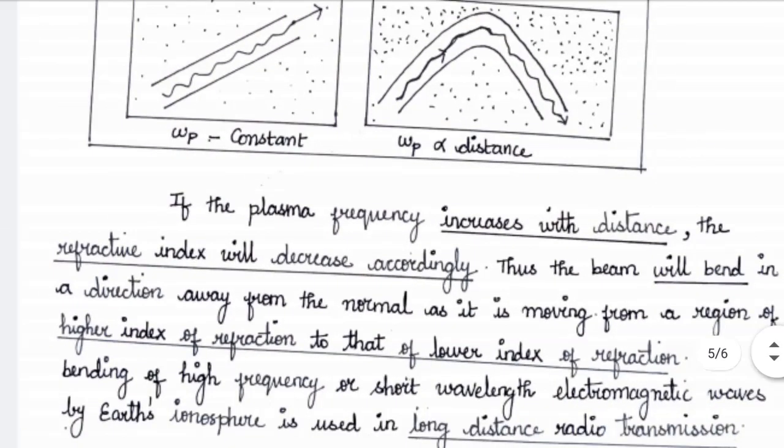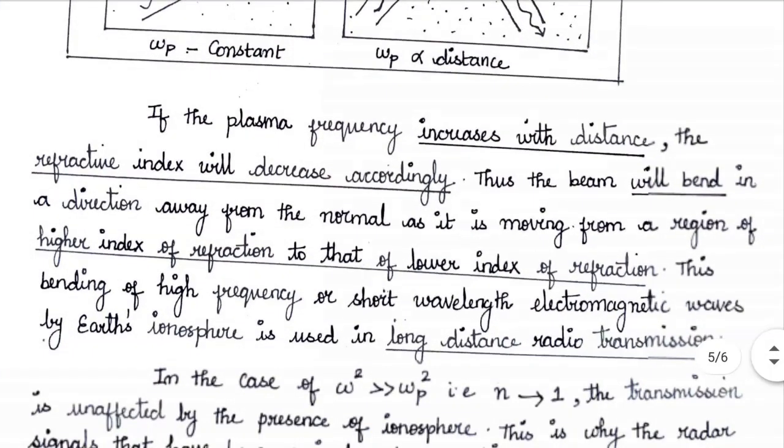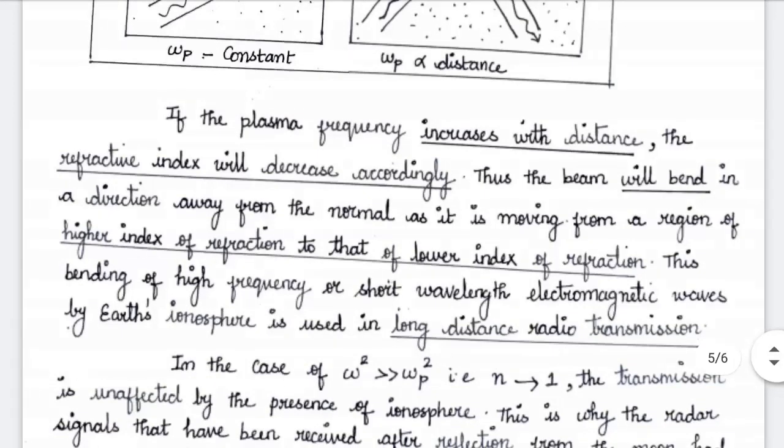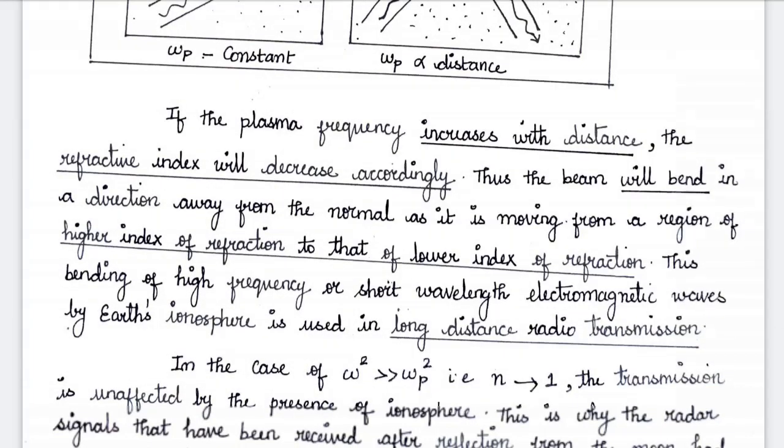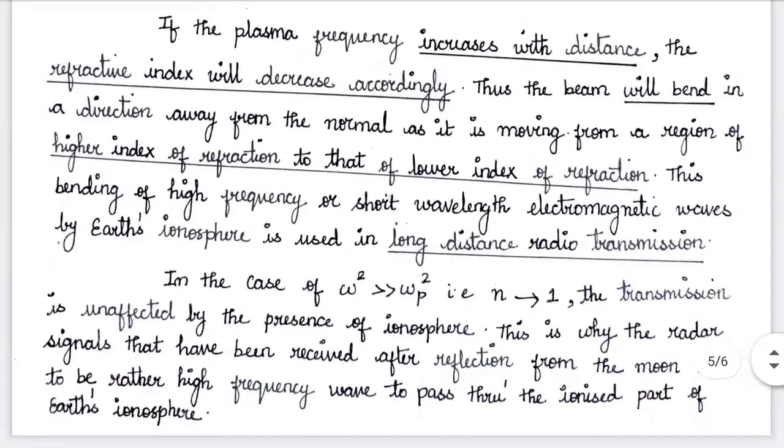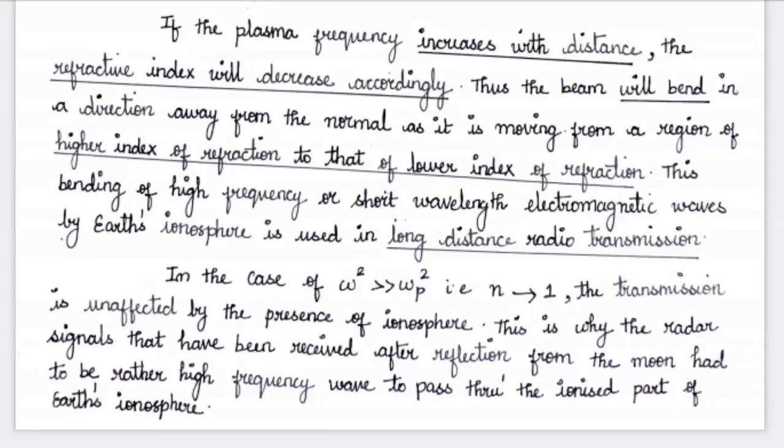So when the electromagnetic wave is sent from a region of higher index to a region of lower index, the high frequency or the shorter wavelength electromagnetic waves are bent by the Earth's atmosphere. This principle is used in long distance radio transmission.